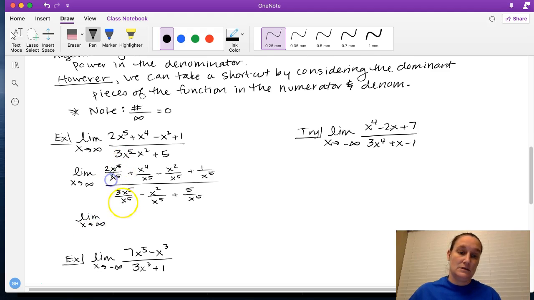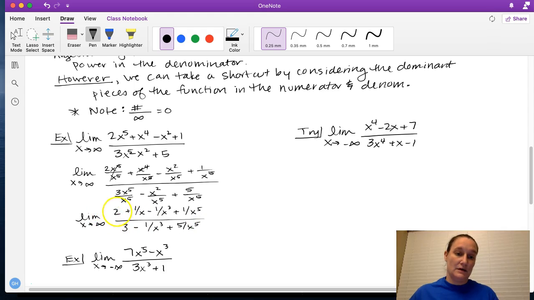So this cancels and I get 2. This cancels and I get 1 over x. This cancels and I get 1 over x cubed. And this is still 1 over x to the 5th. And then in the denominator I get 3. This is 1 over x cubed. And this is 5 over x to the 5th.